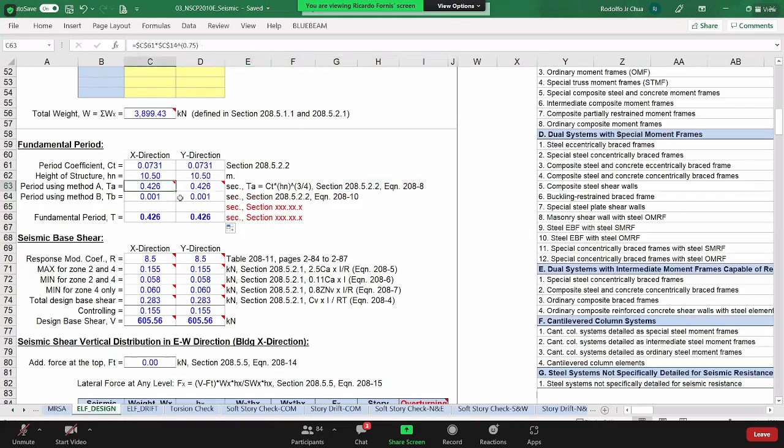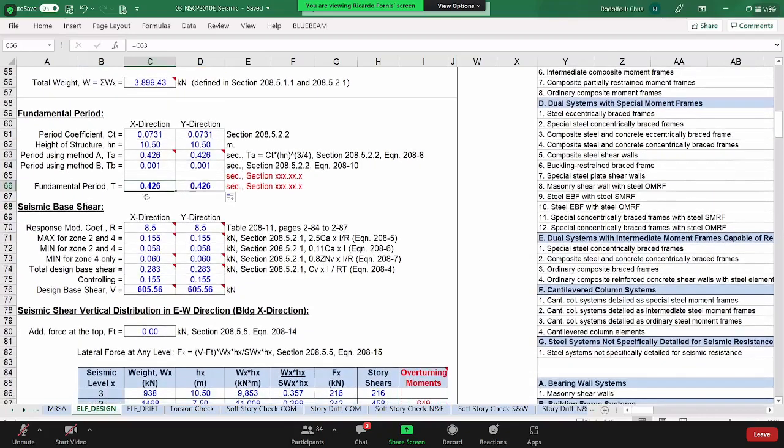So you come up with this value ng 0.426 ang fundamental period. Again, we will ignore the fundamental period based on dynamic kaning method B. So we're just going to use the method A. So 0.426 seconds ang atong period. Ang next na step is to calculate for the seismic base shear.